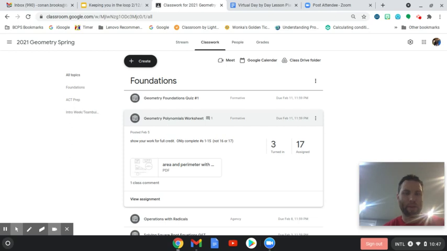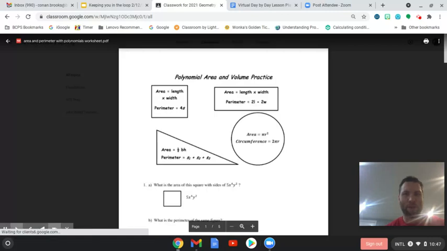Hey everybody, I'm going to go over the Geometry Polynomials Worksheet today if you need help getting started on it. Hopefully this can help you. So I'm going to open it up and I'm going to do it in Cami.